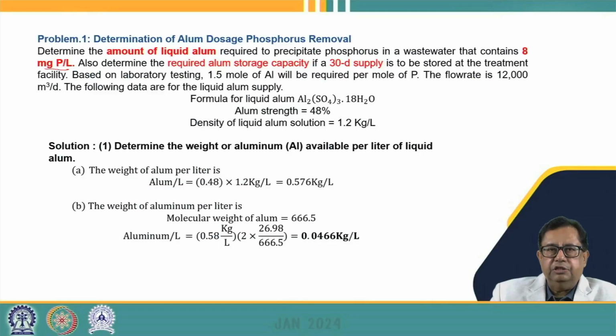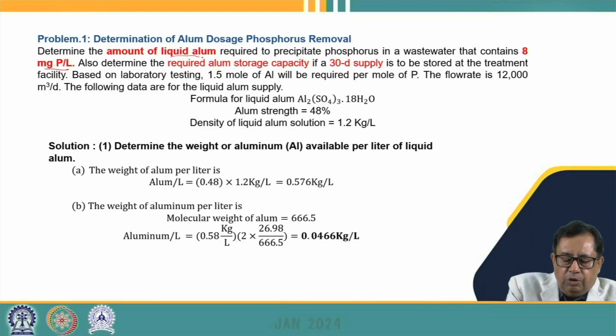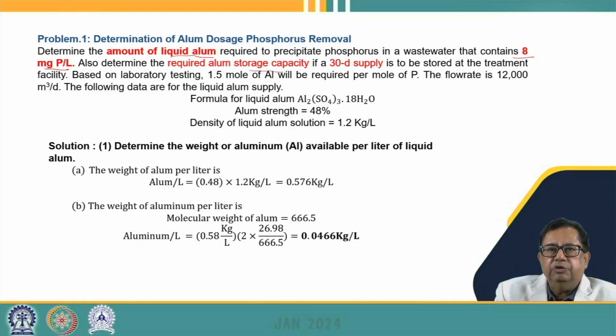So now let us discuss a problem for determination of the alum dose which is required for phosphorus removal. For example, here we have to find out the amount of liquid alum which is required to precipitate the phosphorus present at 8 milligrams of phosphorus per liter of the wastewater. We also need to calculate how much alum storage capacity we require for a 30-day supply.